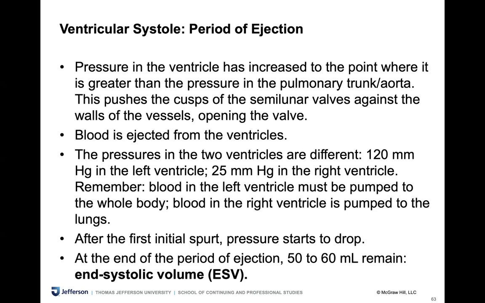After the first initial spurt, the pressure starts to drop. At the end of the period of ejection, 50 to 60 mL remain, and this is referred to as the end systolic volume.